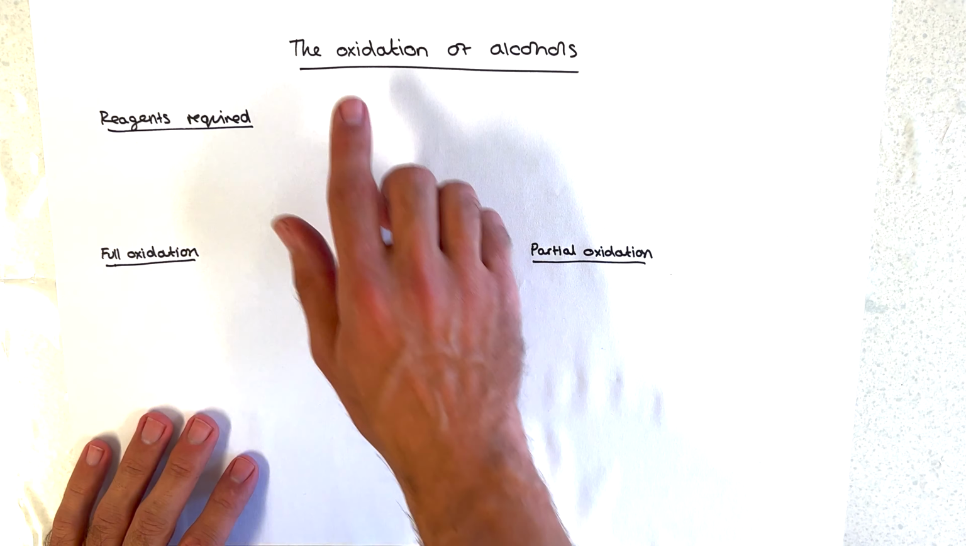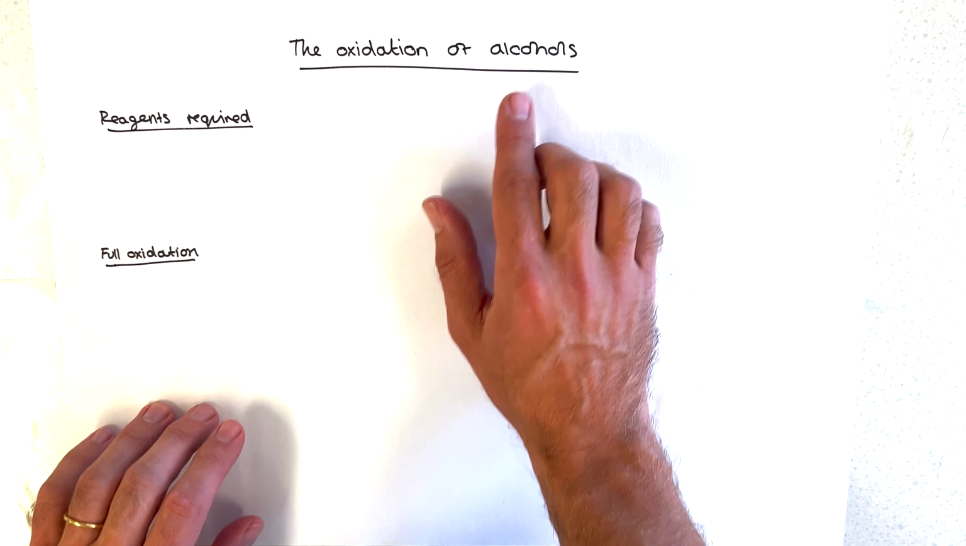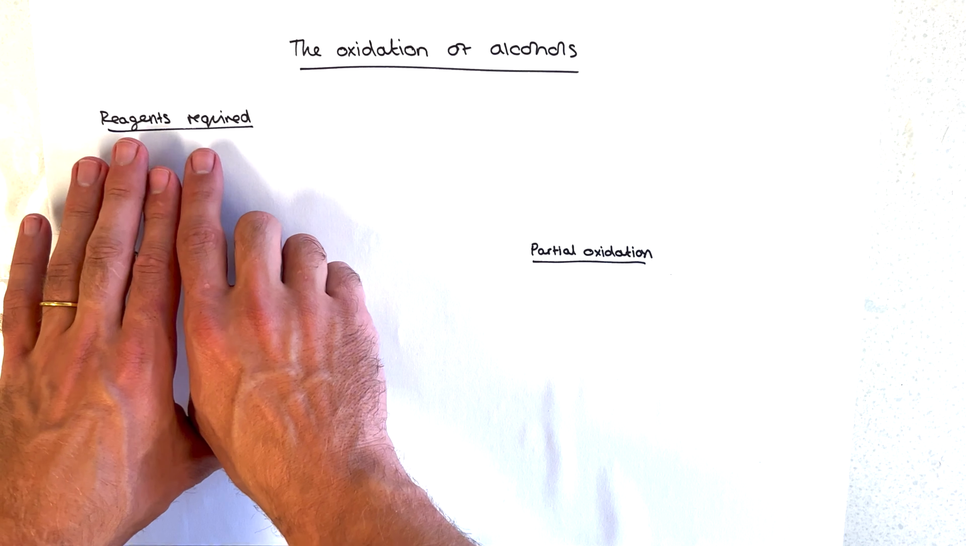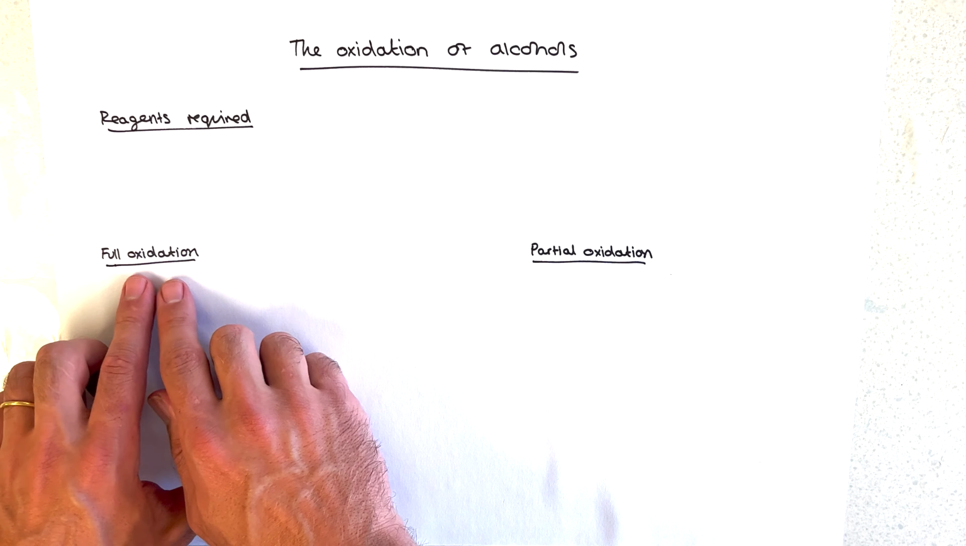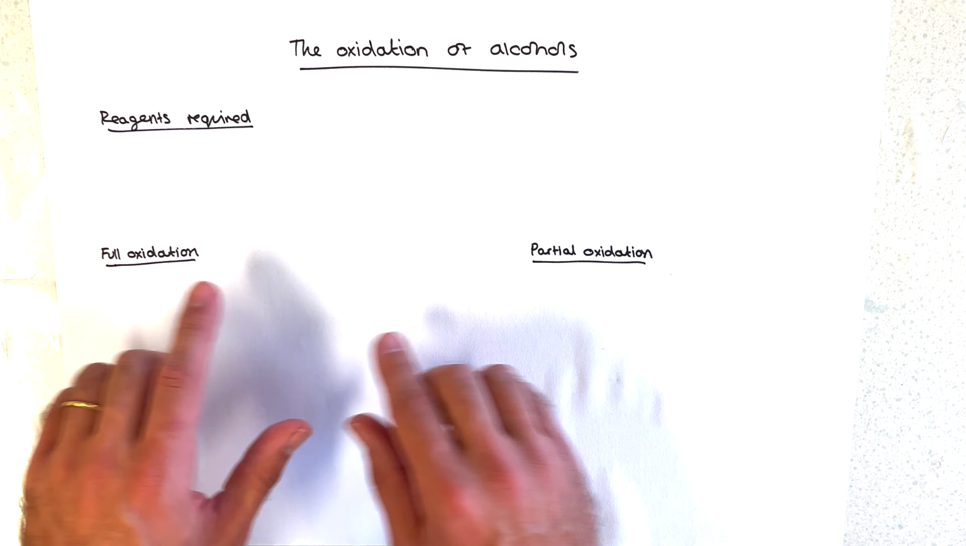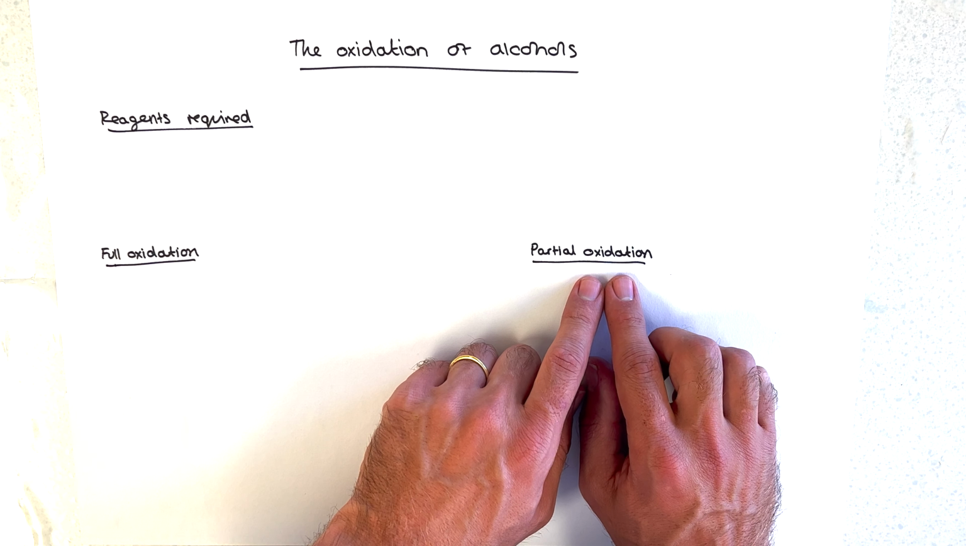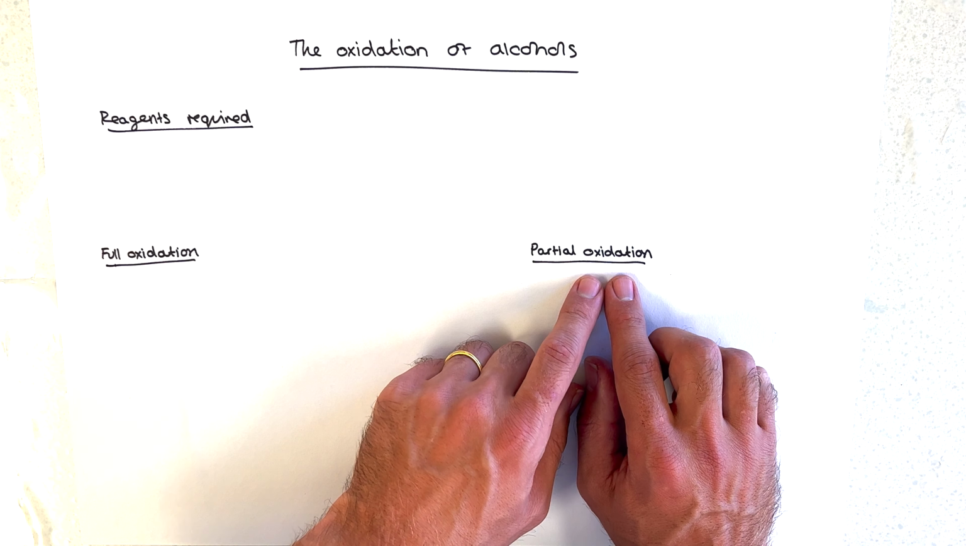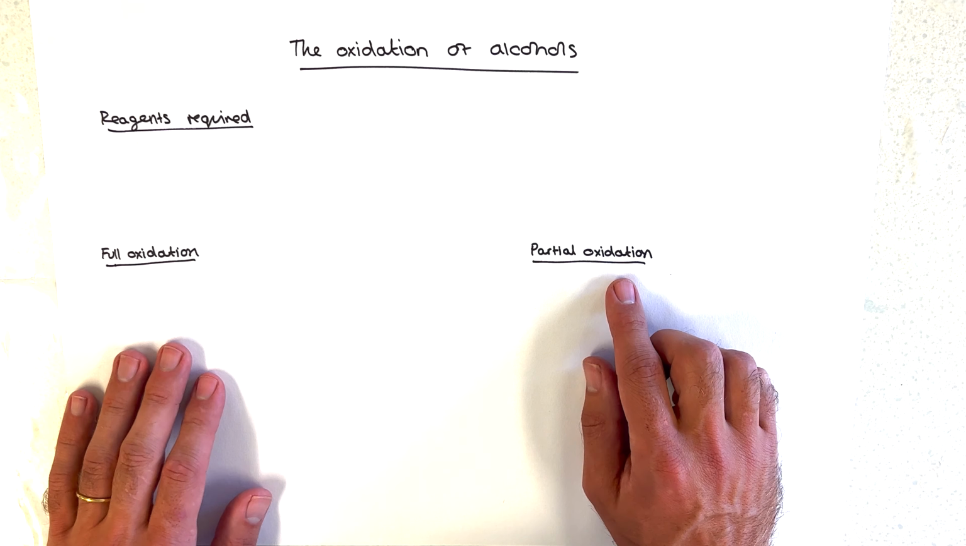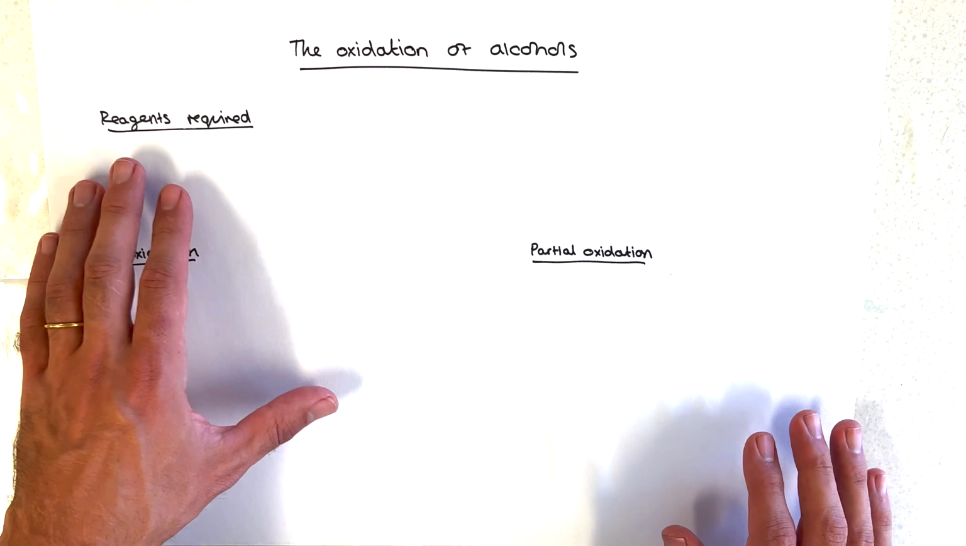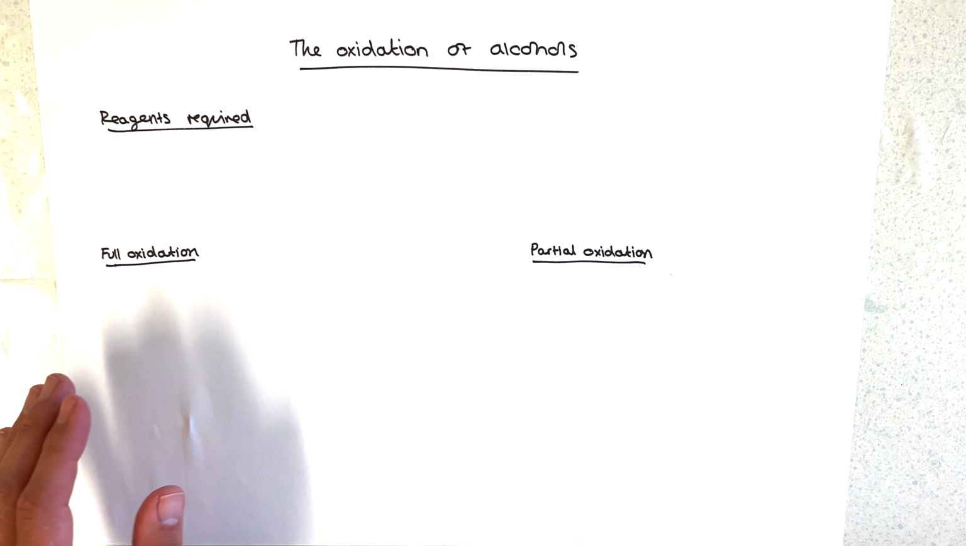In this video, we're going to be looking at the oxidation of alcohols. Through this video, we're going to look at the reagents required for the reaction. We're going to look at the full oxidation of ethanol, the partial oxidation of ethanol, and we'll also look at the oxidation of a secondary alcohol as well and see what happens there. So first of all, the reagents required for the reaction.